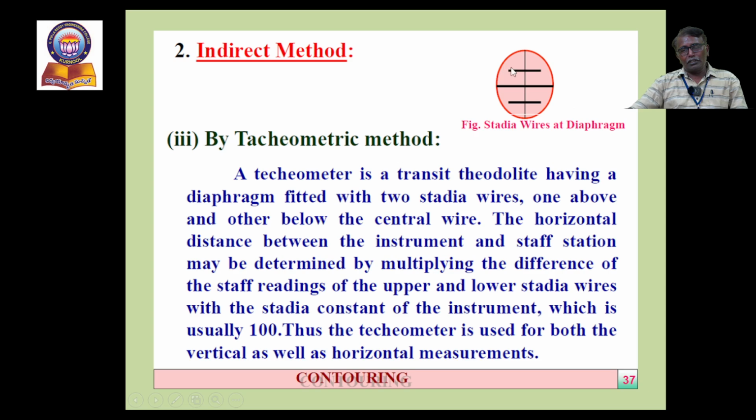By using these stadia hairs, the distance from the instrument station to the staff station is obtained, whereas the horizontal line will give the reduced level of the point. That is, the staff reading is taken, and from that you can calculate the reduced level. So simultaneously, both the horizontal distance as well as the elevation of the point can be identified.